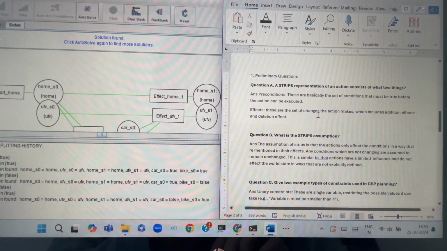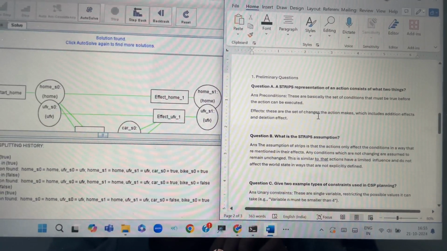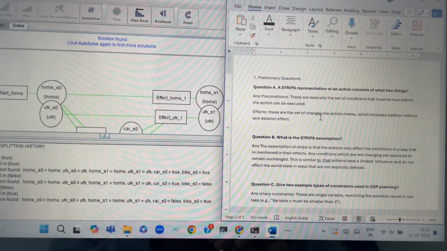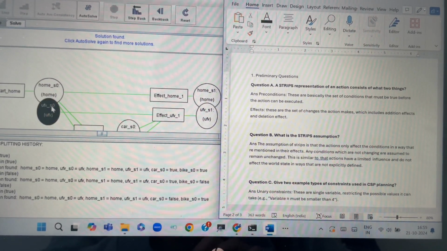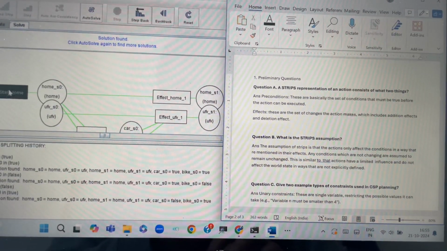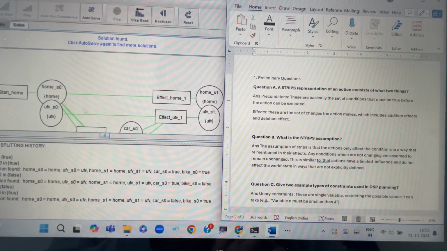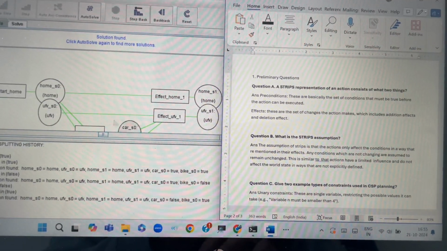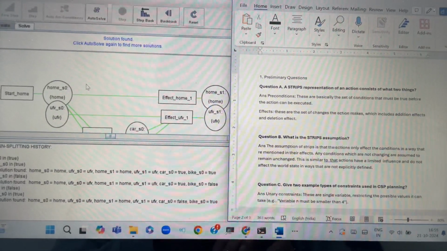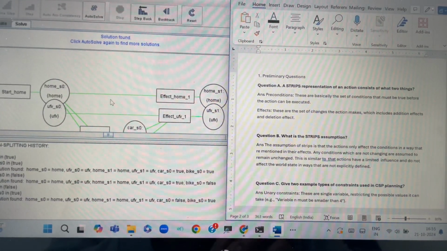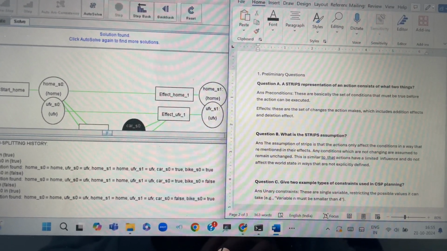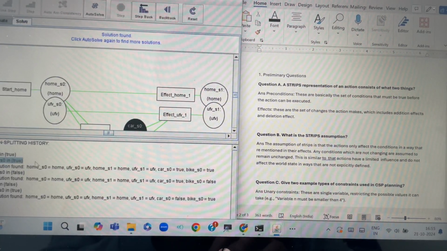So basically, the preconditions are the set of conditions that must be true, that must be executed before we take the action. So we are starting from home and we are going to University of Fraser Valley. These are the set of conditions that need to be executed, and we are going by car or other sources, bike. You can see here.